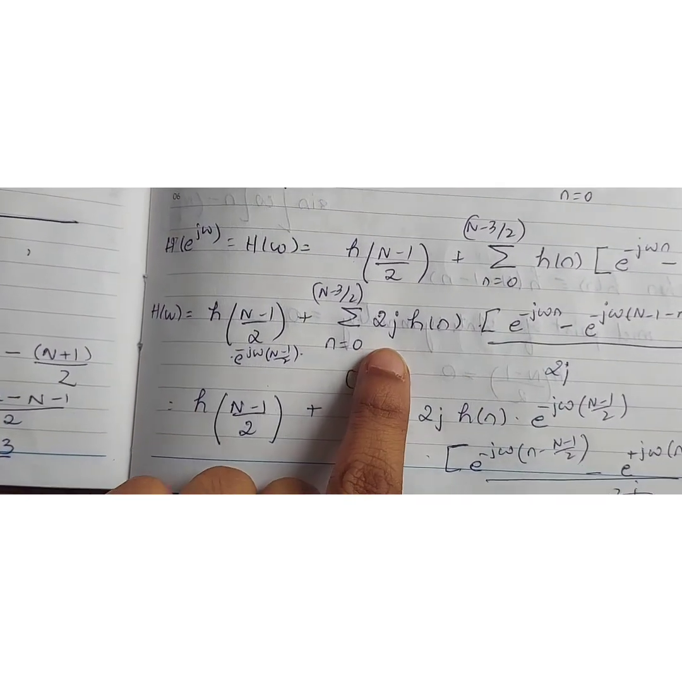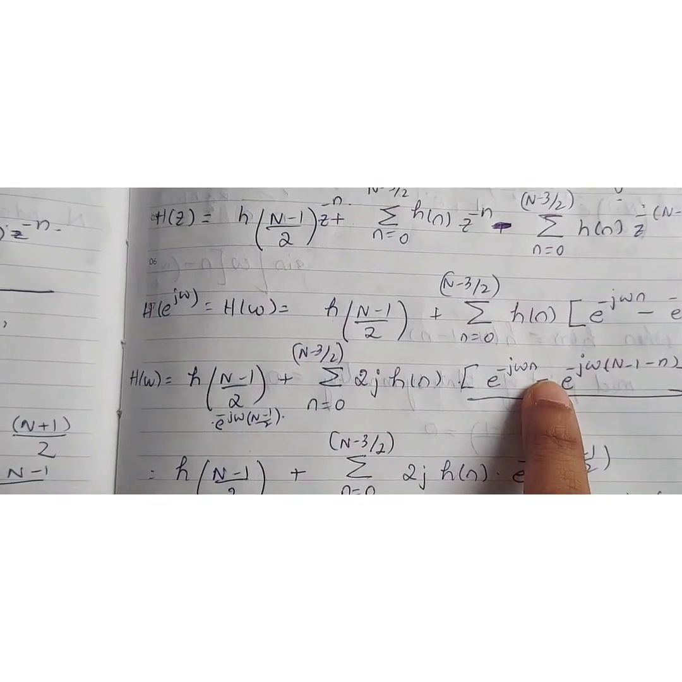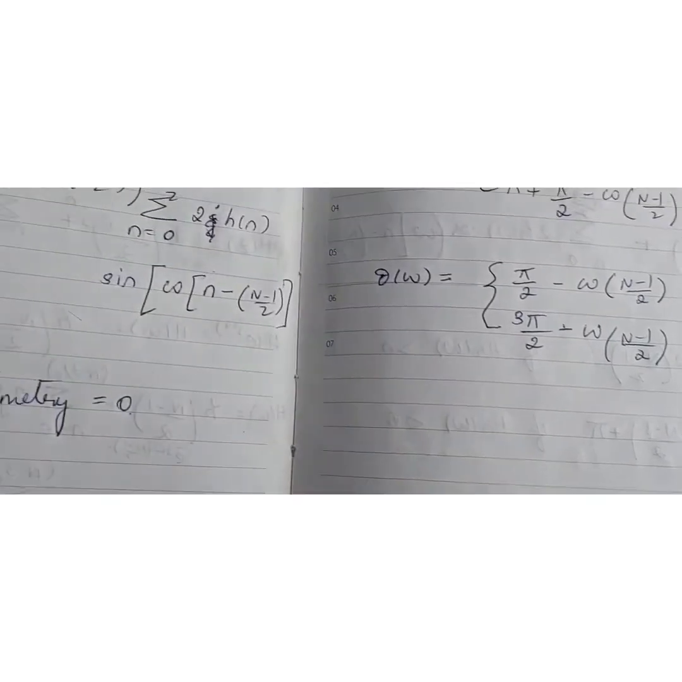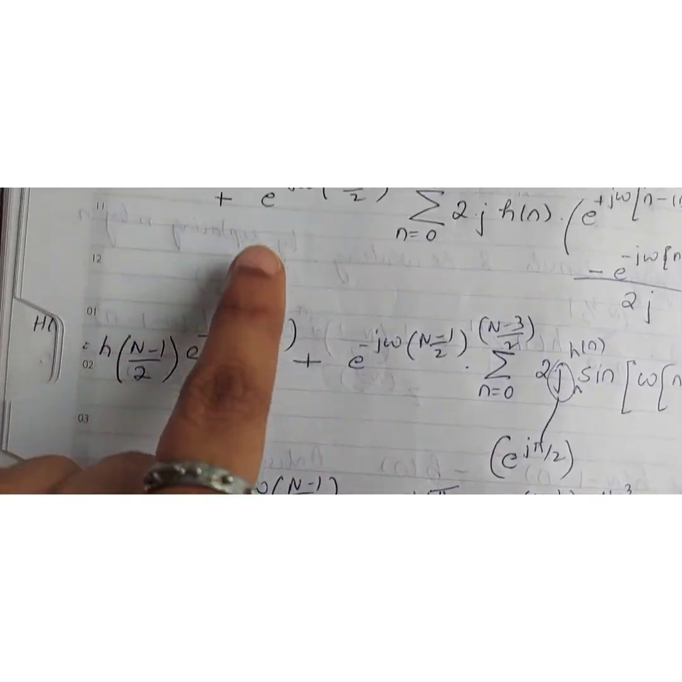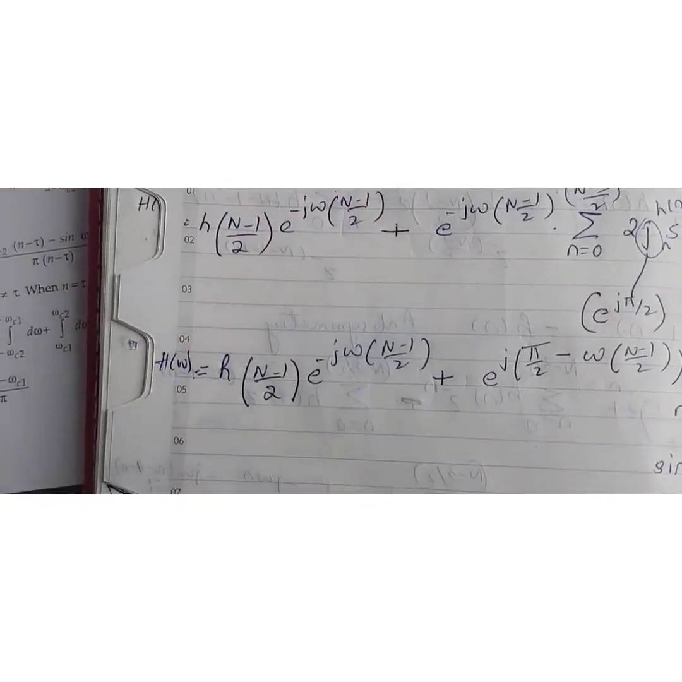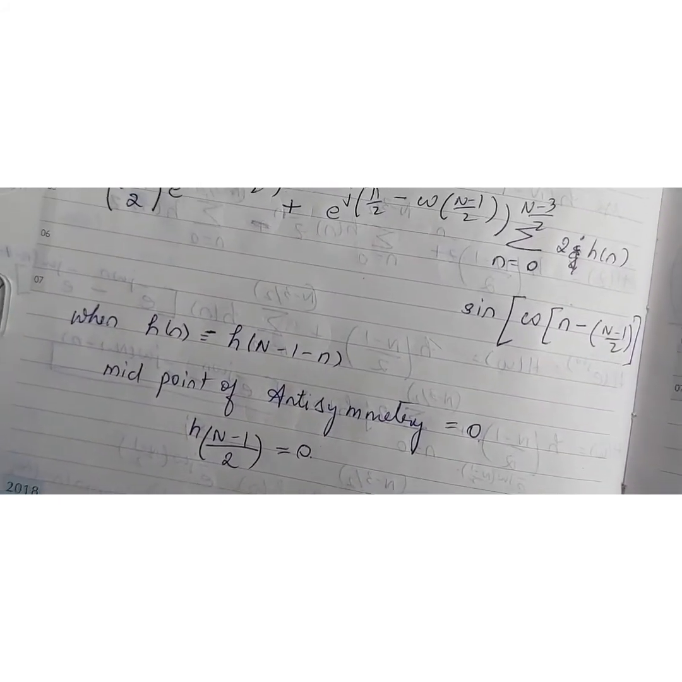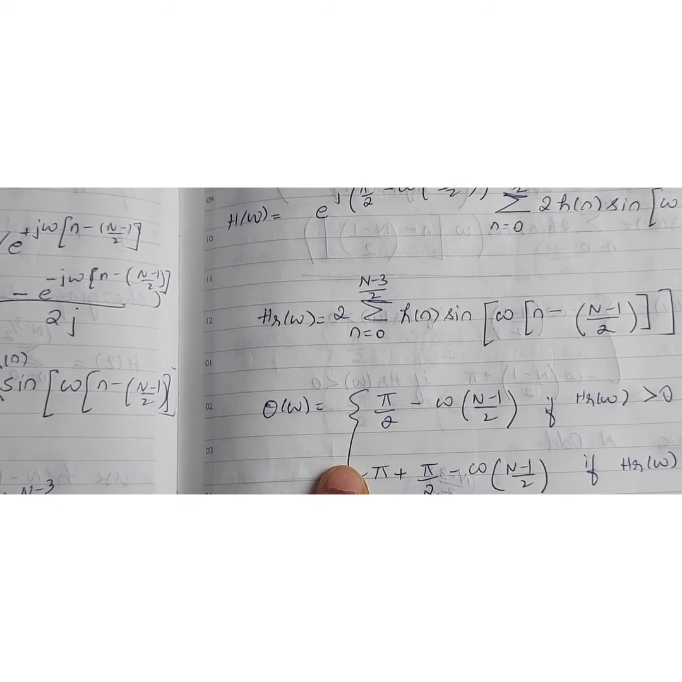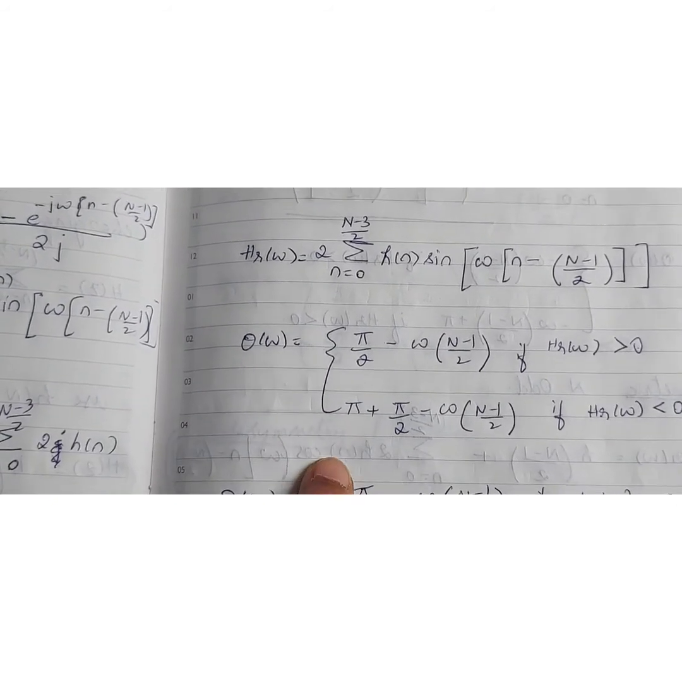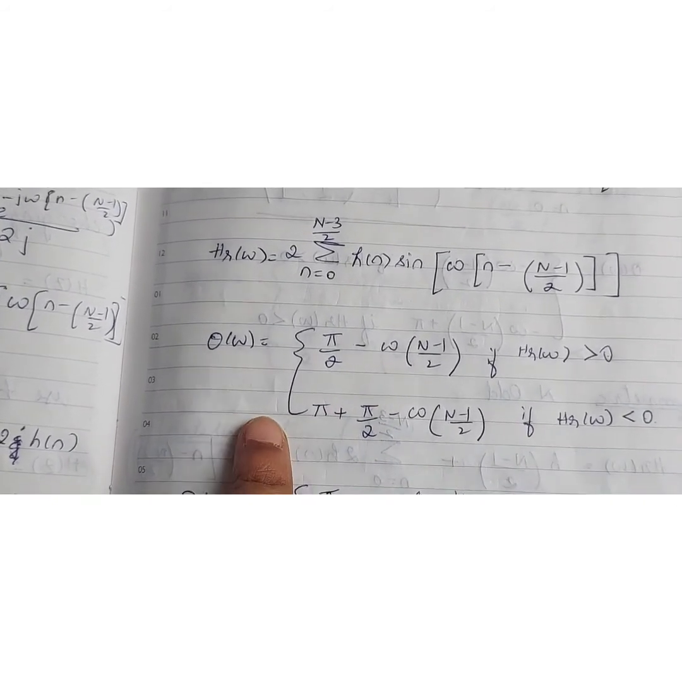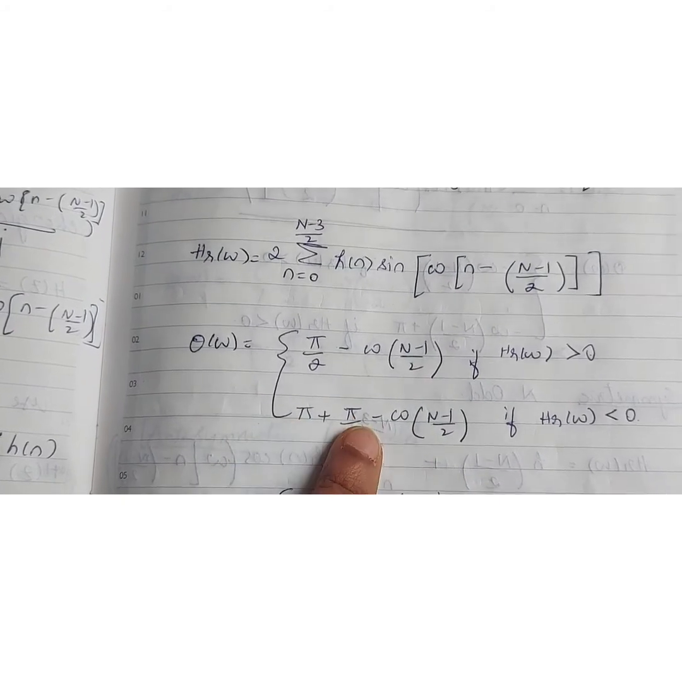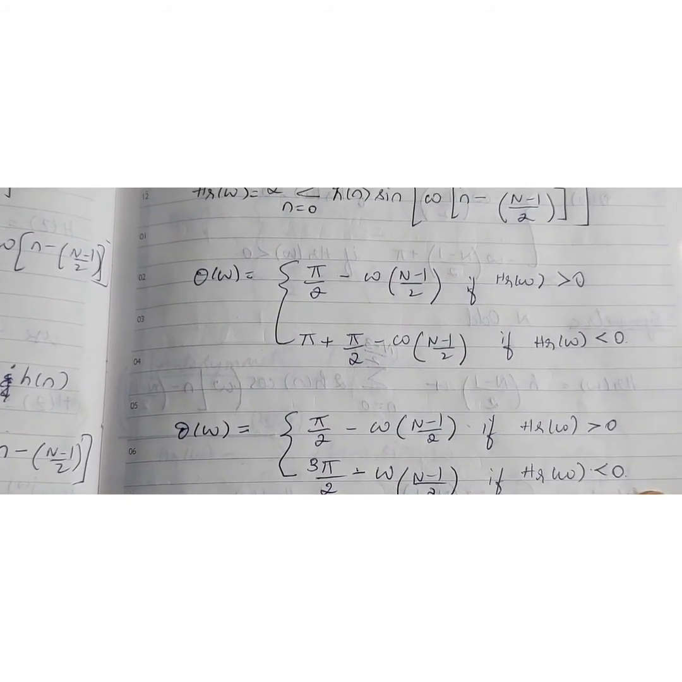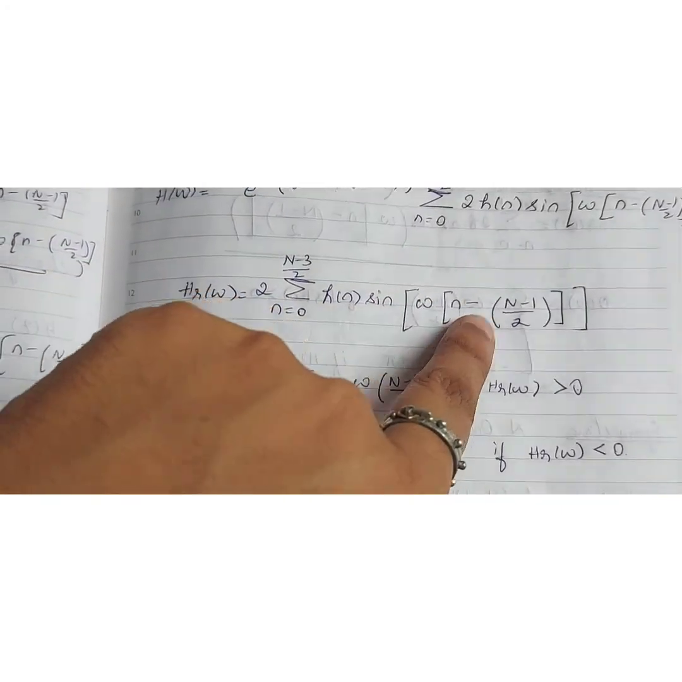Even here, multiply and divide by 2j because you have a minus term. So you will get your sine term outside. After simplification, this is what you will be getting. Even here, just like the previous case, you will get h of n sine term. For omega less than 0, you add a pi. So pi plus pi by 2 is 3 pi by 2. This is what you will be getting. Theta of omega, HR of omega is this.